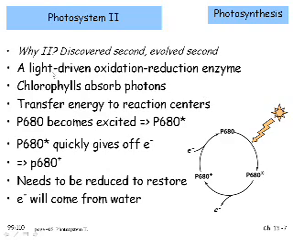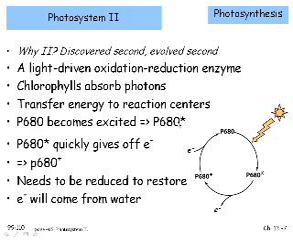Photosystem 2 is a light-driven oxidation reduction enzyme. That is, it can use light energy to drive oxidation reduction reactions. The chlorophylls absorb photons either directly or by transfer from some other antenna pigments. They're then going to transfer that energy to a specific reaction center, a specific chlorophyll called P680. And it's called P680 because it has an absorption peak at 680 nanometers. And when that energy is transferred to P680, it becomes excited to P680 star.